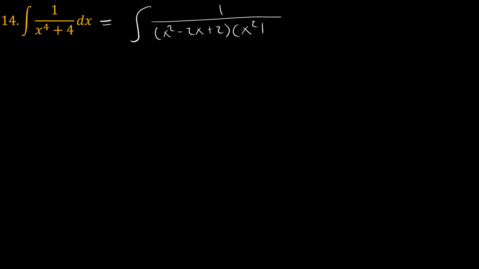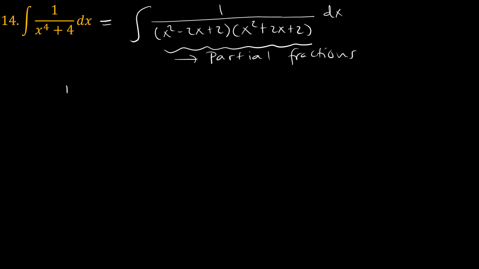The indefinite integral of 1 over x to the 4 plus 4. This can be expressed as the integral of 1 over (x squared minus 2x plus 2)(x squared plus 2x plus 2). So let's try and express this into partial fractions.